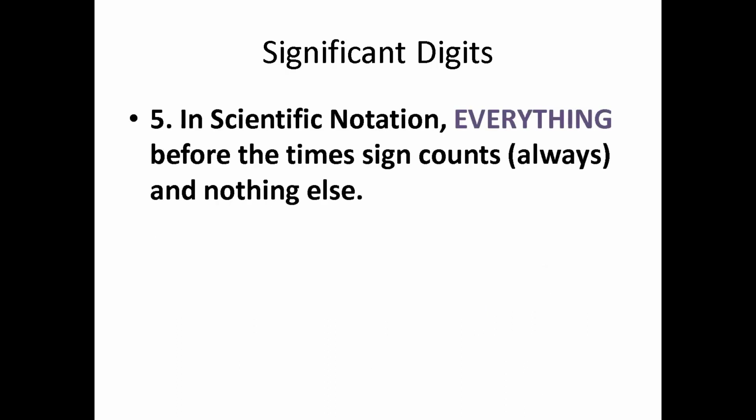In scientific notation, everything counts, everything before the times sign, I should say. You still have to have the times 10 to the something on there if you're writing the number down, but it doesn't count as significant digits. It's basically telling us where the decimal goes. So in the number 3.45 times 10 to the third, 3.45 is all we look at to count the significant digits.